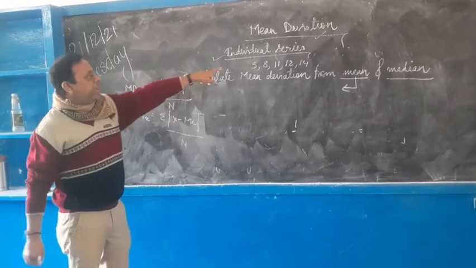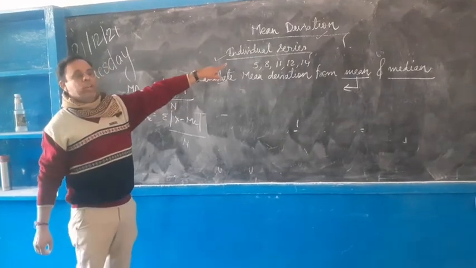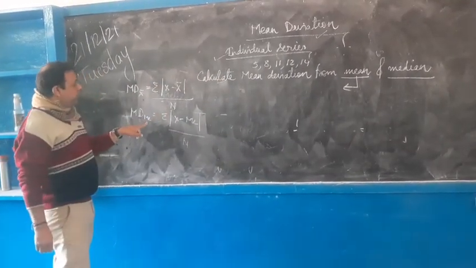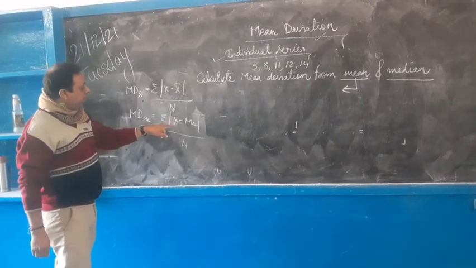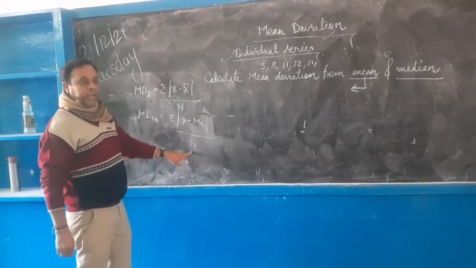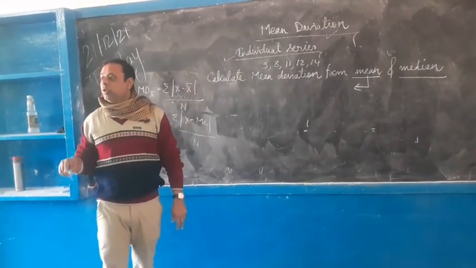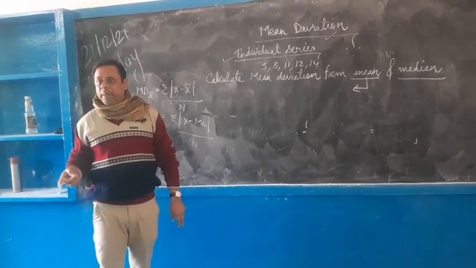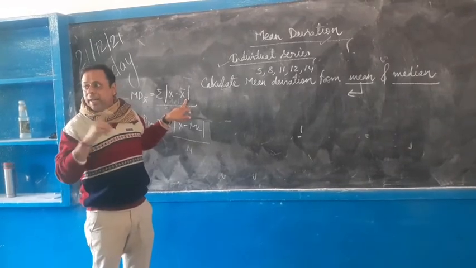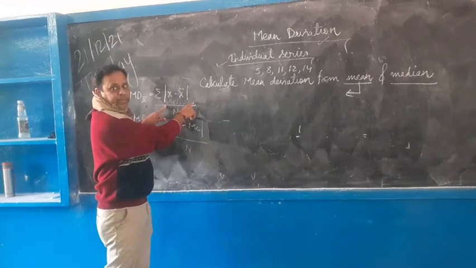Here x is the value which you have been given and x bar is the mean value of this data. And for mean deviation from median, the formula is summation of mod of x minus median upon n. Mod value means whatever value comes, you have to take the positive value. Even if x minus x bar gives minus 10, you will write 10. Mod value means it should always be plus.